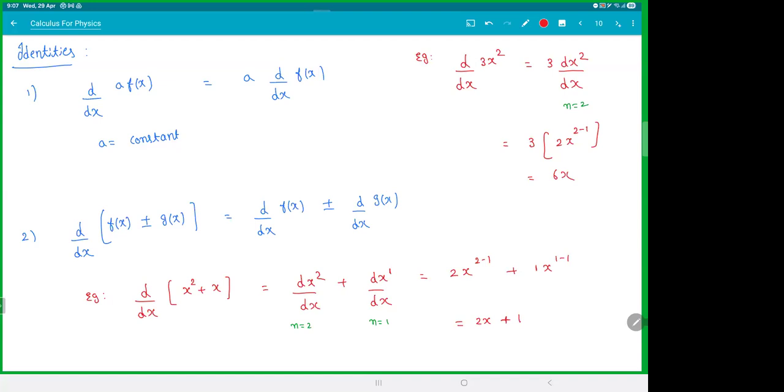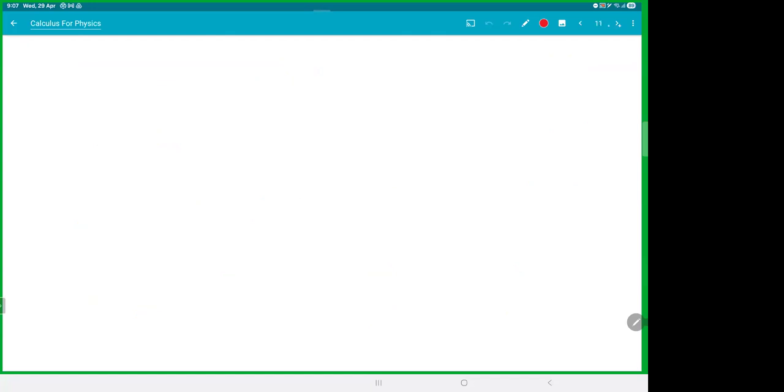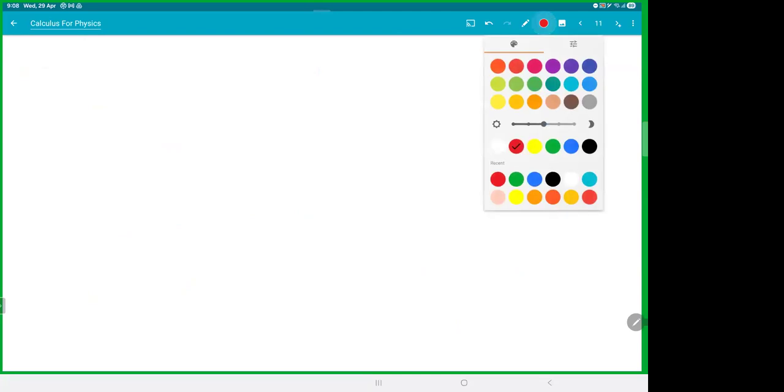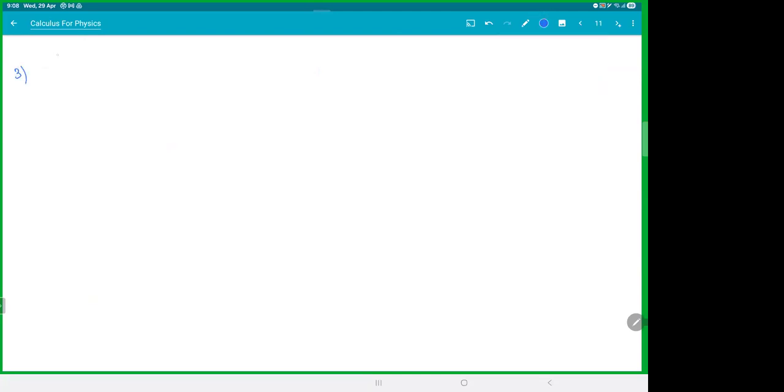Yeah, next one. The third identity. This is also important, comes a lot. We call this the product rule. What if two functions are multiplied? d of f of x into g of x. So if two functions are multiplied, then what do you do?